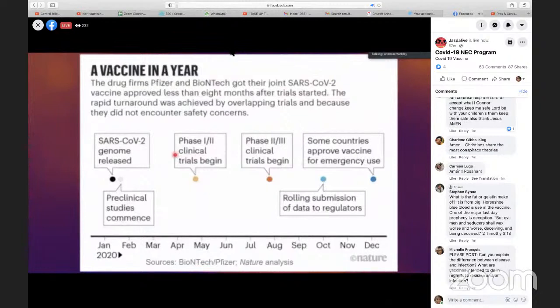It had been in development for nearly 20 years, and it was just right at that time. They got a head start on everybody else. The other thing that they did is that they had overlap of phase 1 and 2 trials.